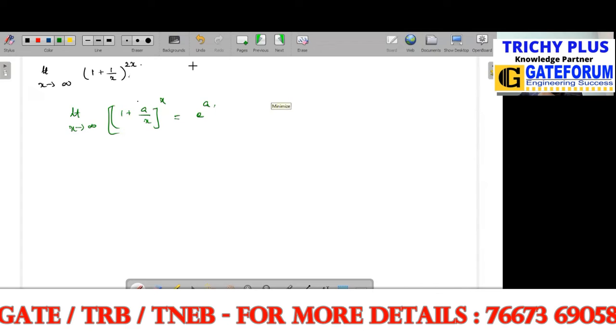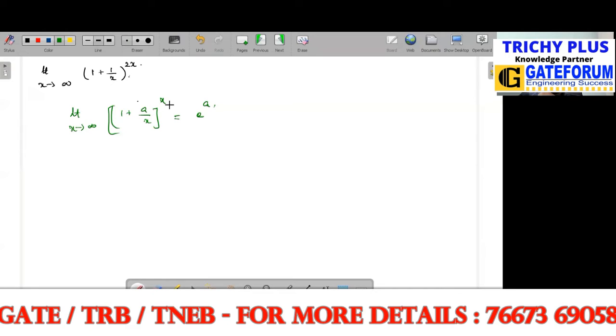Okay. So here it is x, here it is x. Correct? First of all, we need to take this 2x to some variable. Let's keep 2x equal to z square. So how do you write this? If x tends to 0, what about z? It is not going to be infinity. It's also going to be infinity.